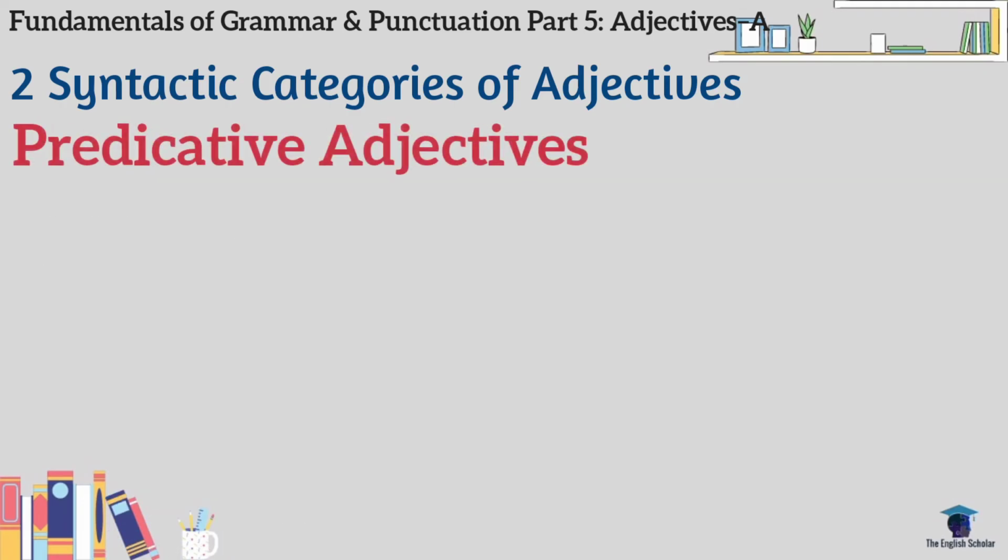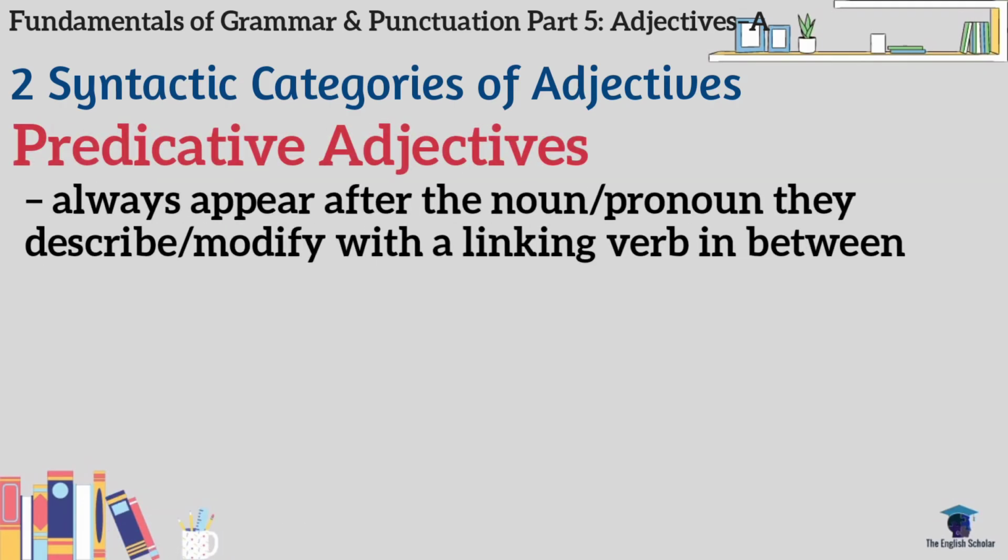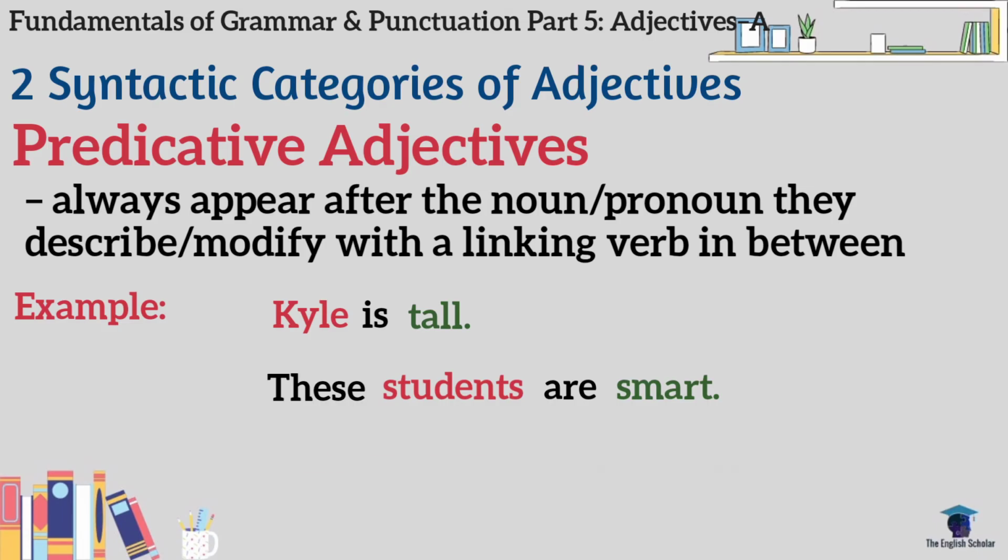Predicative adjectives, on the other hand, always appear after the noun they describe, and they are connected by a linking verb. For example, Kyle is tall. These students are smart. Cherry blossoms are fantastic.